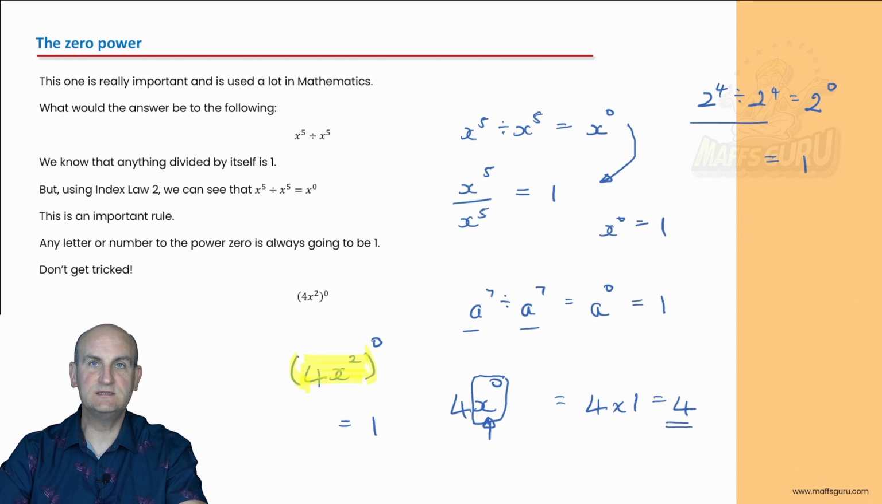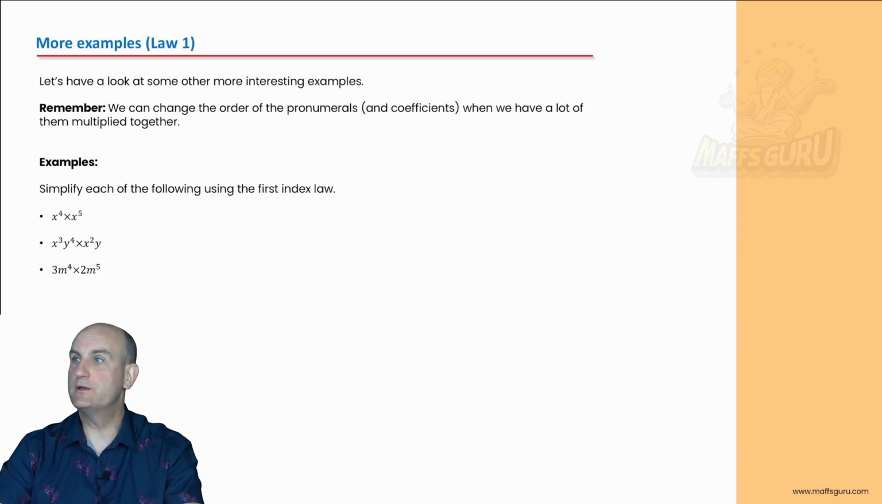But just ask yourself the question, who does the 0 belong to? So let's have a look at some quick examples again. Simplify each of the following using the first index law.